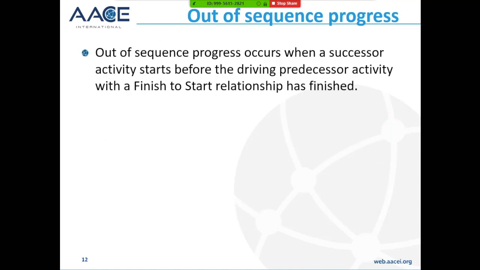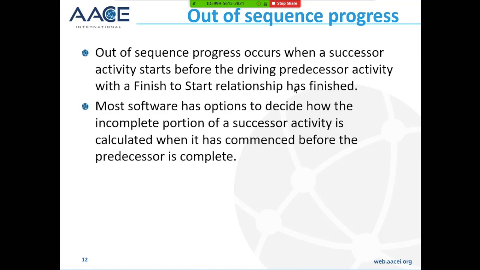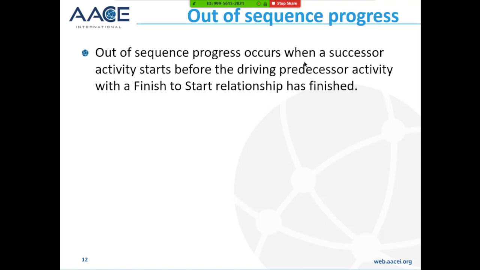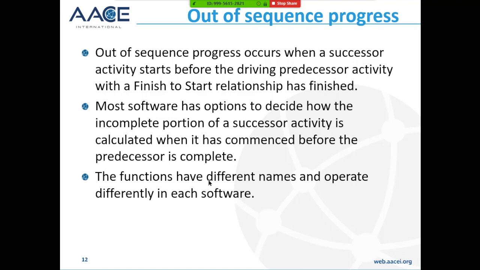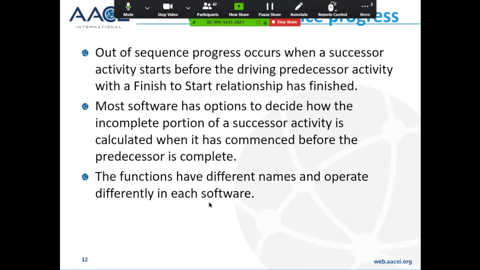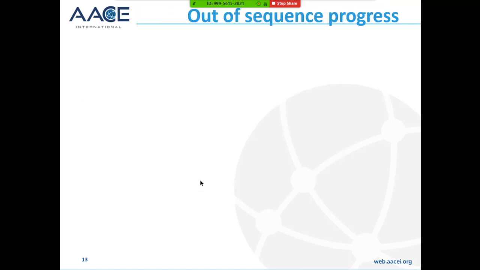Out of sequence progress occurs when a successor activity starts before the driving predecessor activity with a finish to start relationship has finished. Most software has options to decide how the incomplete portions of the successor activity are calculated when it has commenced before the predecessor is complete. The functions have different names and operate differently in each software. So you find in P6, Asta and Microsoft Project, they have functions which are similar, but they operate differently.